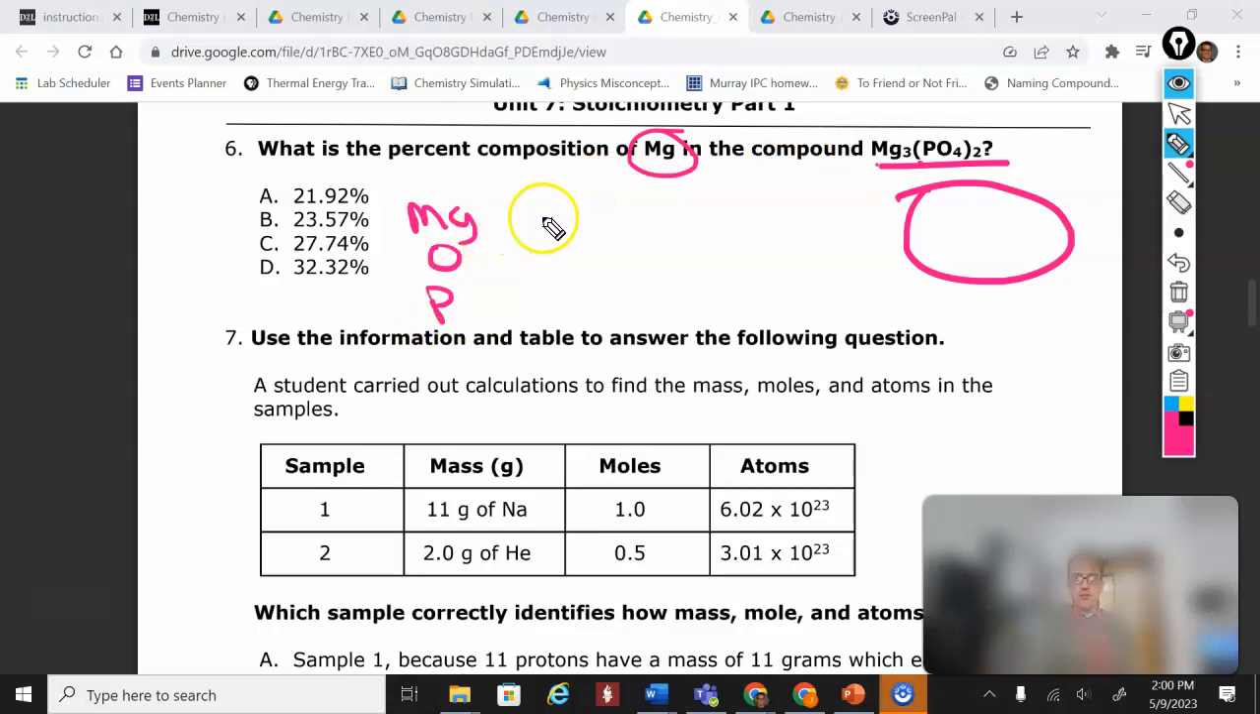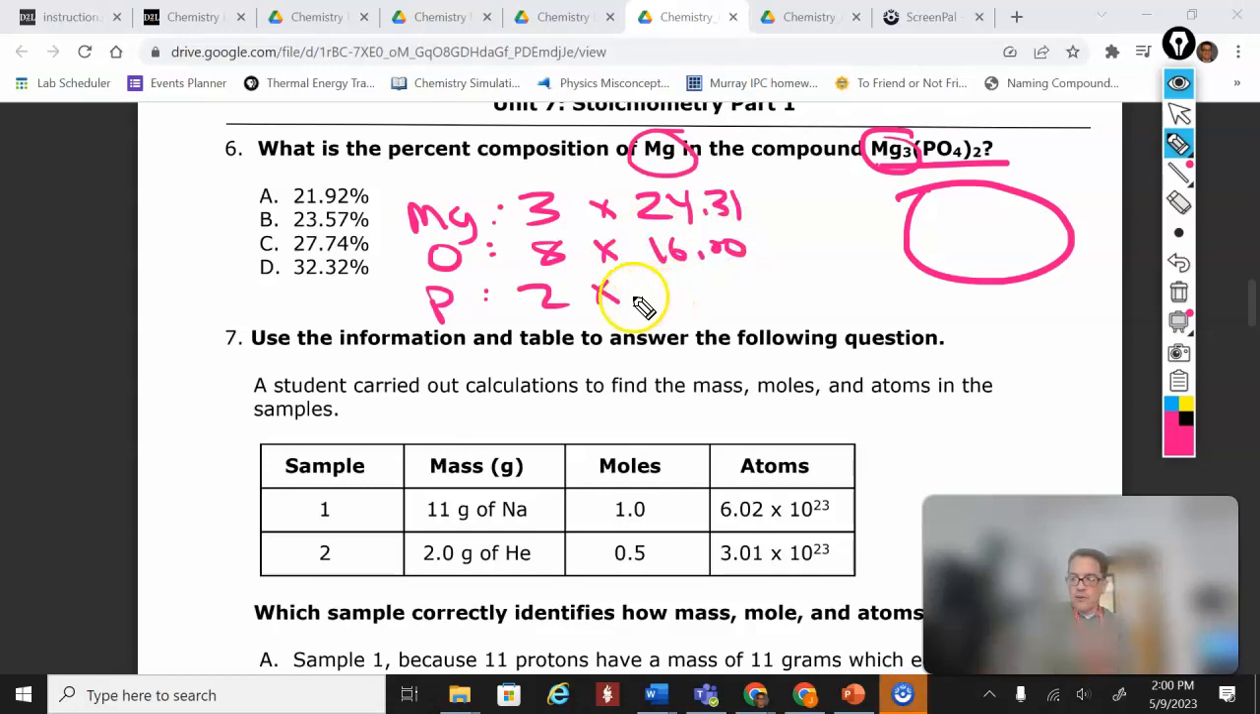So what we need to do for each of these is, first of all, write down how many of each we've got. This may not be the only way to do it, but it's how I do it. We've got 3 magnesiums. There's 1 phosphorus in the parentheses, but there's 2 sets of them, and there's 4 oxygens times 2. So that's the number of atoms that we've got. I need to multiply each of these by the atomic mass. So for magnesium, it's 24.31, oxygen 16, and phosphorus is 30.97.